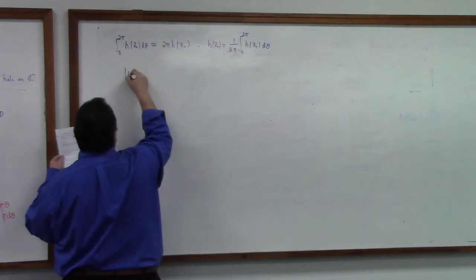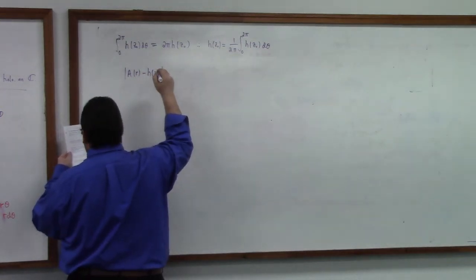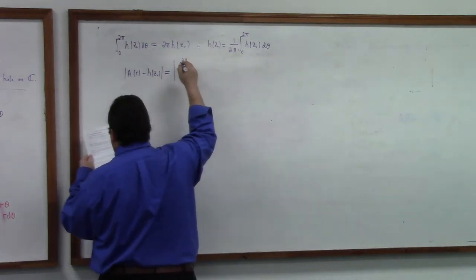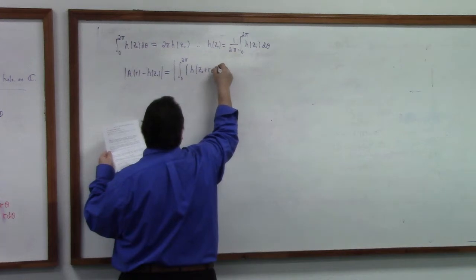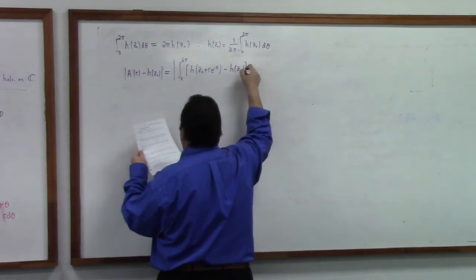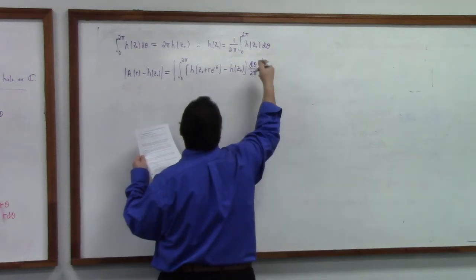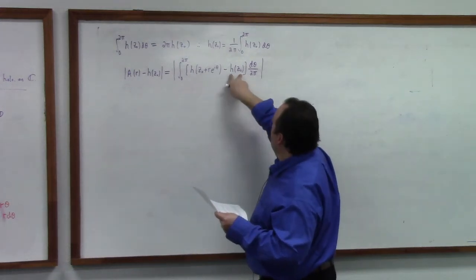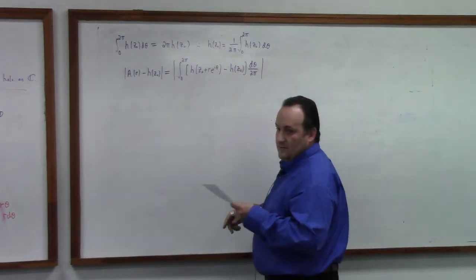Check this out. The modulus of A of r minus h of z naught. Well, this is going to be the modulus of the integral from 0 to 2 pi of h of z naught plus re to the i theta, minus h of z naught, times d theta over 2 pi. So what I did was I just brought the 2 pi in here, and so minus h of z naught becomes h of z naught over 2 pi d theta integrated from 0 to 2 pi with a minus, and then just factor that out.